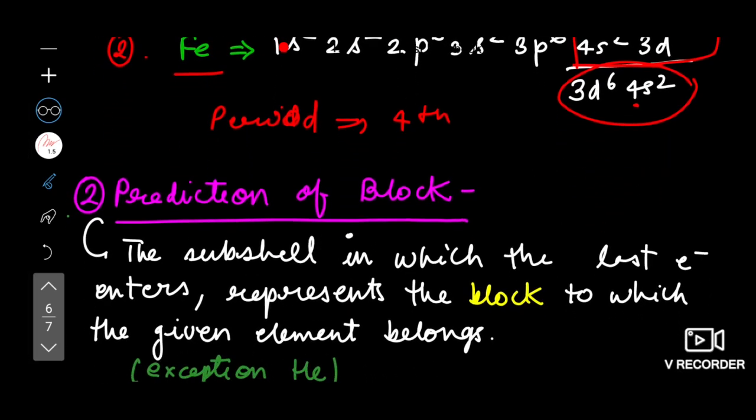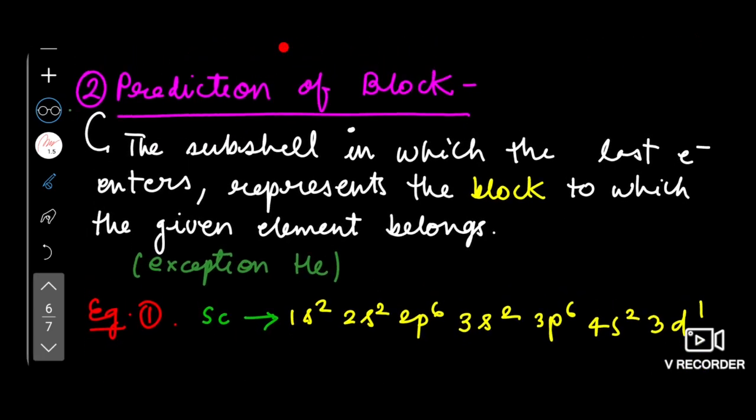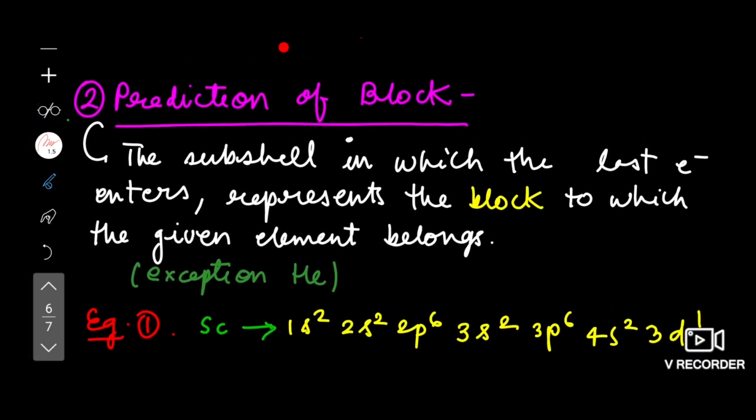configuration of that element. Second is the prediction of block, and to predict the block, just write the electronic configuration as we have discussed above, and then just try to find the last electron, into which subshell the last electron enters. That represents the block of that element.